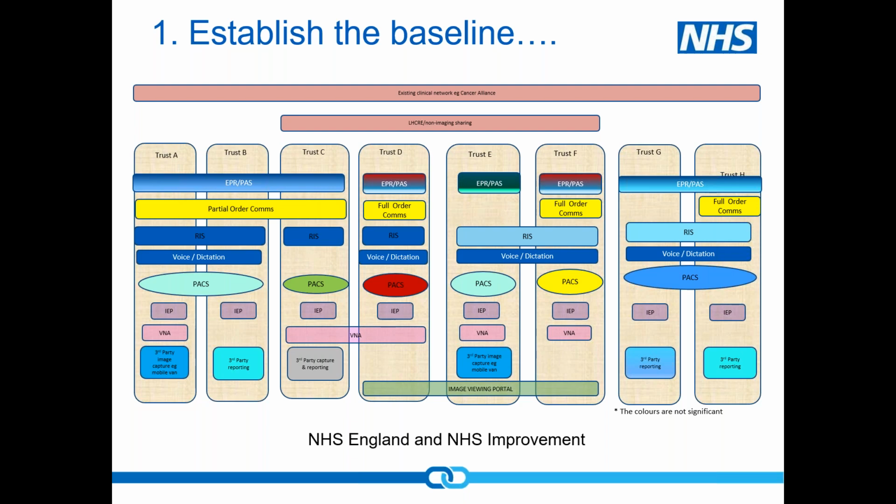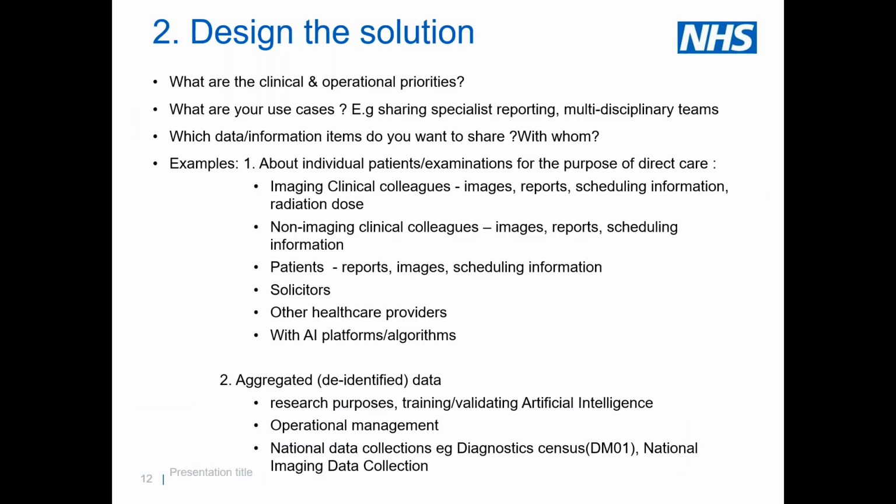So, okay, we've established our baseline. Next, what do we want the solution to look like? What do we want the IT to give us in terms of the network? So what are the clinical and operational priorities? What are the use cases? Do you have a need for sharing specialist reporting? Do you have a need for multidisciplinary teams which operate across organisations? Which data items do you want to share and with whom?